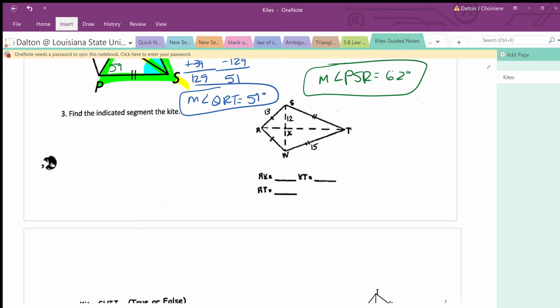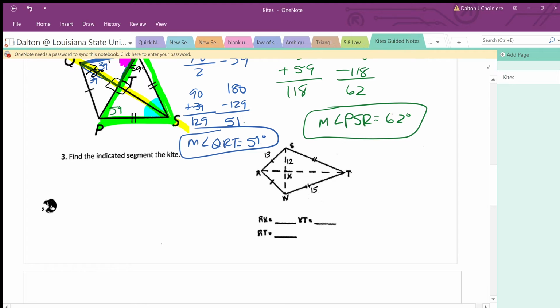RX. So what I want to do is label that segment with a variable. So as not to confuse, we usually use X as a variable, but we already have X as a point. So I'm just going to call that right there segment A. R to X is segment A. Question is, what is the length of that?